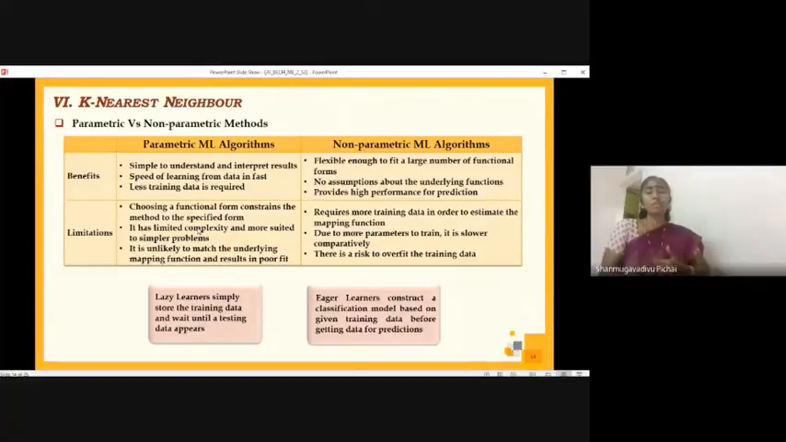I think I made a mention of this earlier. Whenever we go for deciding about the model, it is very essential that we look into the nature of the problem as well as the scope of these machine learning algorithms. Then we must come to a consensus on what kind of machine learning algorithm will be suitable for solving my problem.